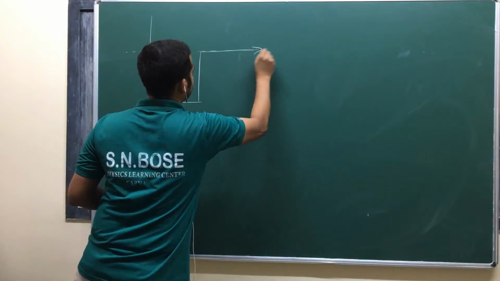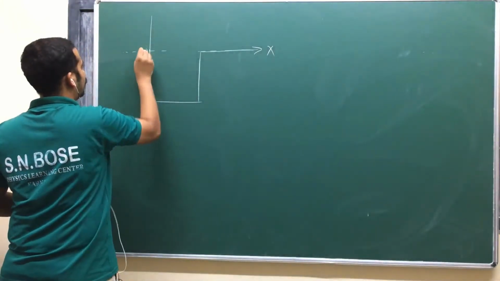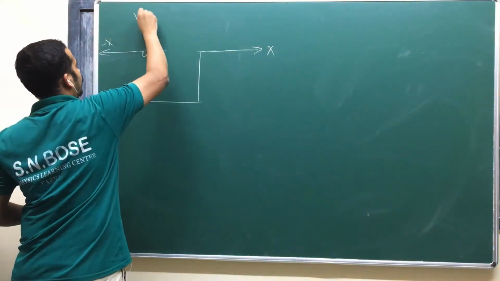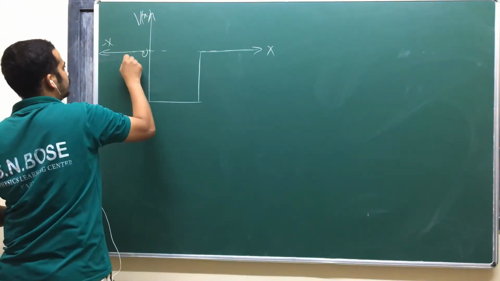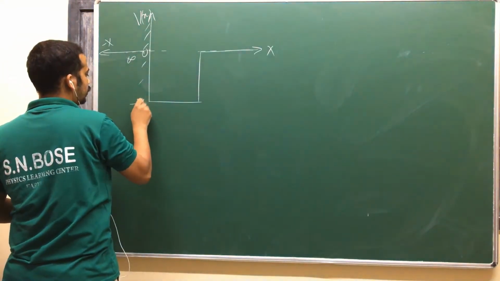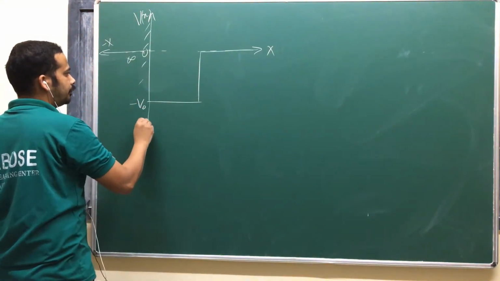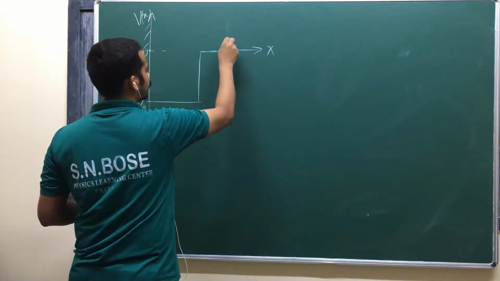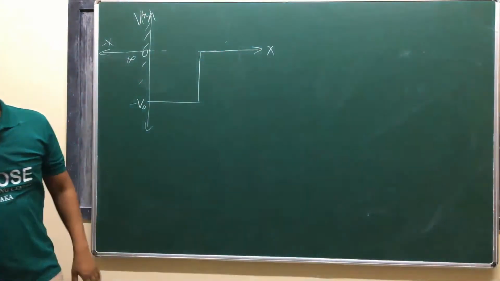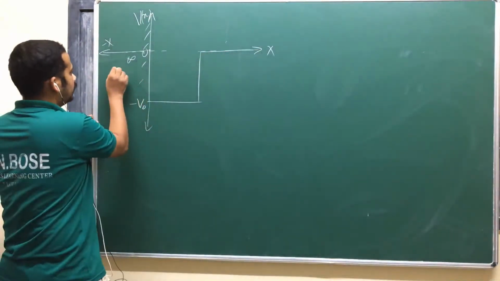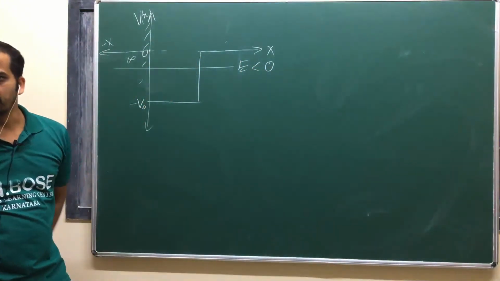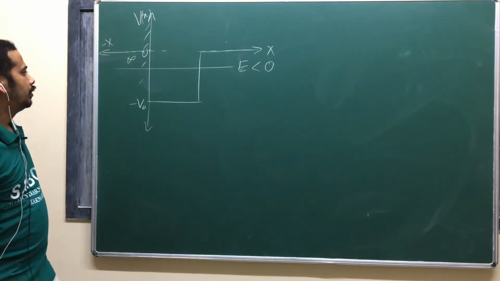So this is the x-axis, this is 0, this is the negative x-axis. This is your V of x. It is equal to infinity here, equal to minus V naught here, and equal to 0 here again. Potential is infinity, minus V naught, 0 here, okay? And he has taken a bound state. Bound state means energy less than 0, so this is a bound state of this particular situation.